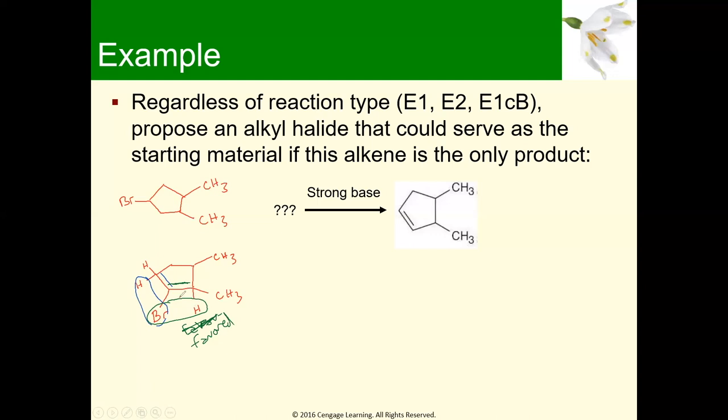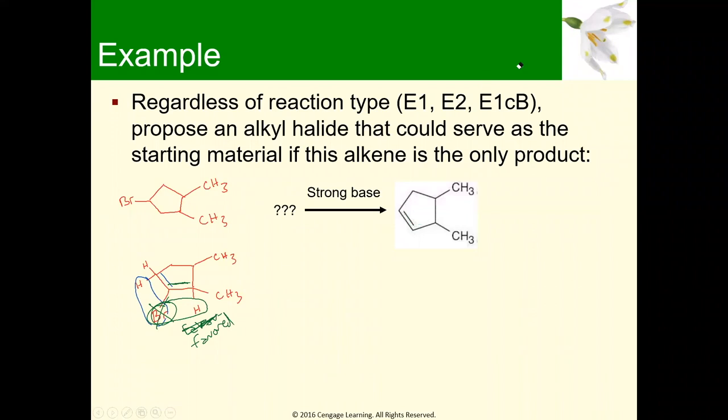And this one would have more substitution. If it formed this one right here, it's only substituted twice, a disubstituted alkene. But if the double bond were here, imagine for a second that the double bond is there, that's a trisubstituted situation, which is more stable. So that's how I know that's not the right starting material. The bromine here is not the right starting material, because the major product would not be the product that is shown. Let me erase that.